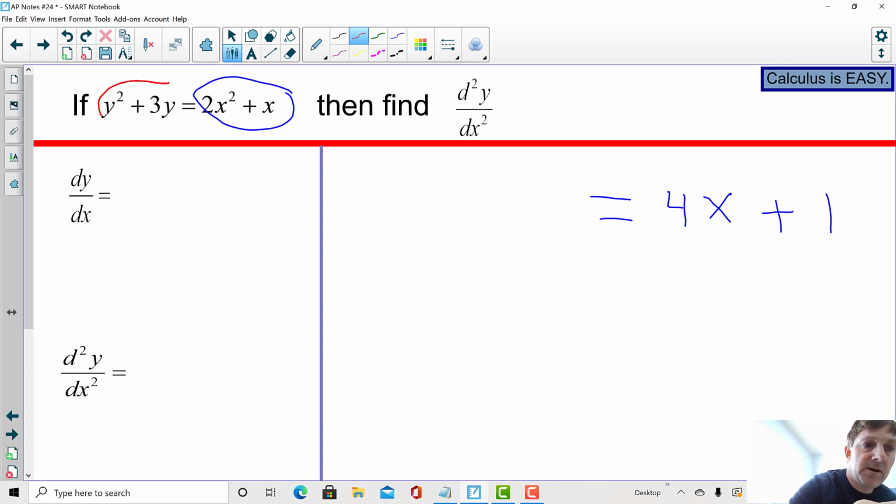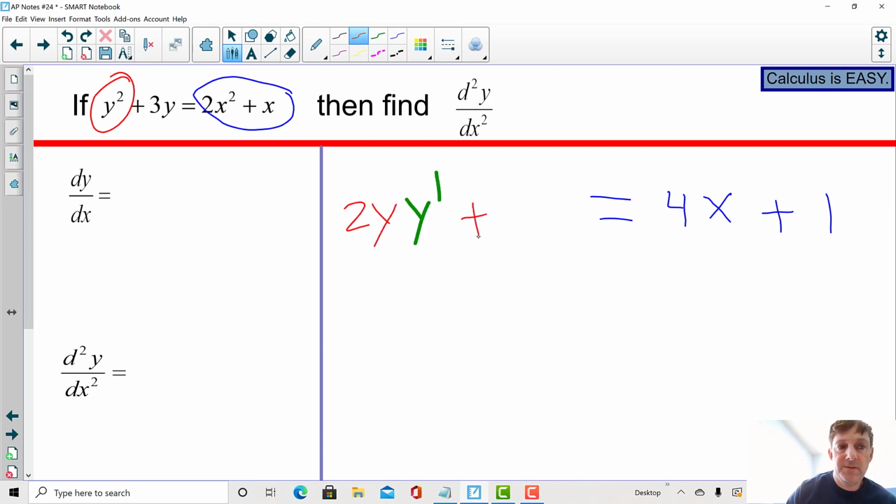The derivative of the other side, remember we're doing d dx. And these are y's. So we're going to get that extra y prime piece every time we do the derivative of something with a y. So for y squared, the derivative will be 2y, but then we have to put y prime. The derivative of 3y is just going to be a 3, but then we have to put y prime. Now we can factor out the y prime, and we would be left with 2y plus 3.